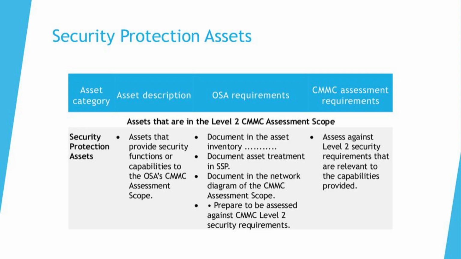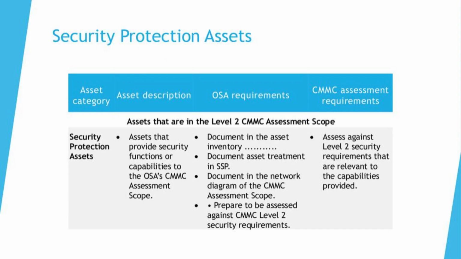Documentation-wise, it's similar to CUI assets. Inventory them. Show them in the SSP diagrams, explain how they integrate. Like, how does your firewall provide boundary protection? How does your MFA tool plug into your identity system? And the assessment requirement. It says prepare to be assessed against level 2 requirements. Does that mean all 110 again?